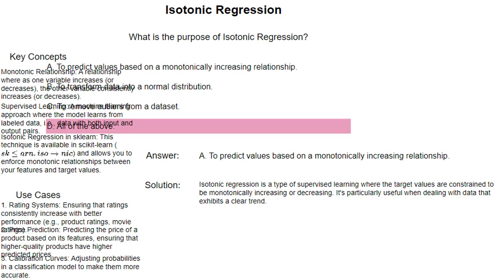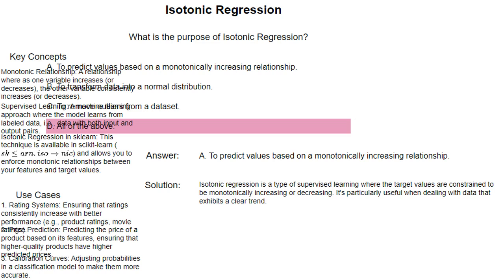Isotonic regression is used to predict values under the constraint of a monotonic relationship. This means the predicted values should either always increase or always decrease as the input feature values increase. Isotonic regression is a type of supervised learning where the target values are constrained to be monotonically increasing or decreasing. It's particularly useful when dealing with data that exhibits a clear trend.